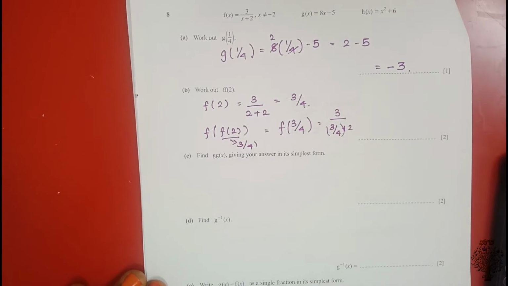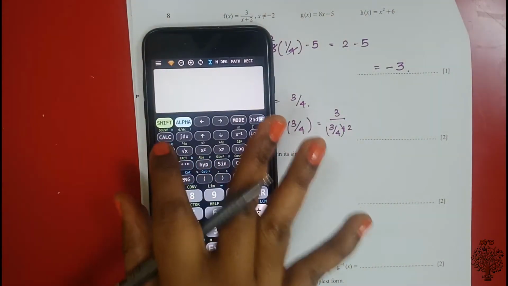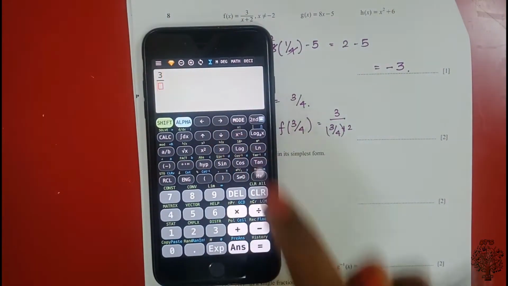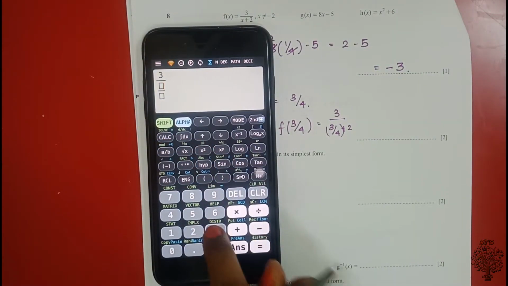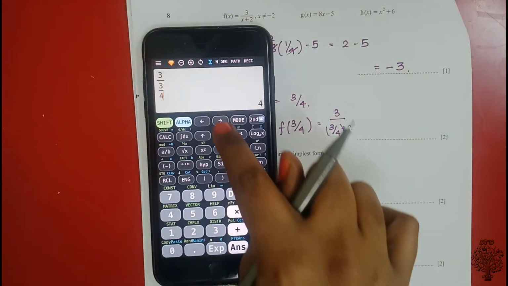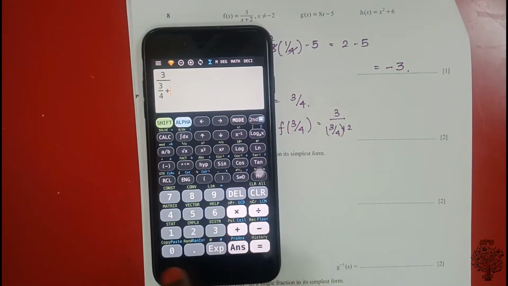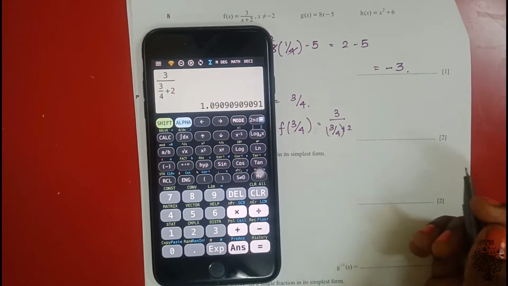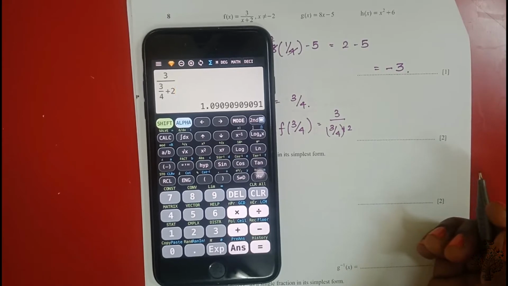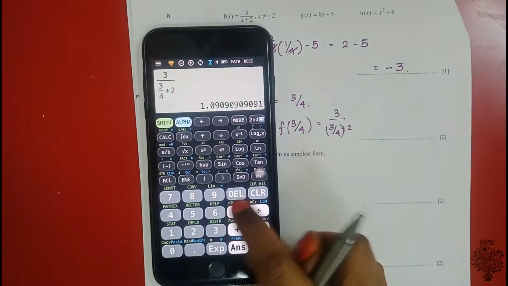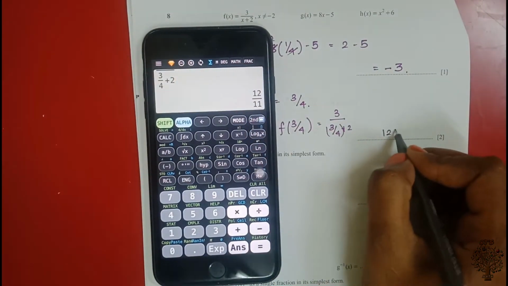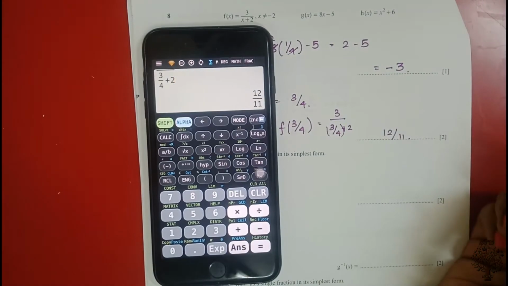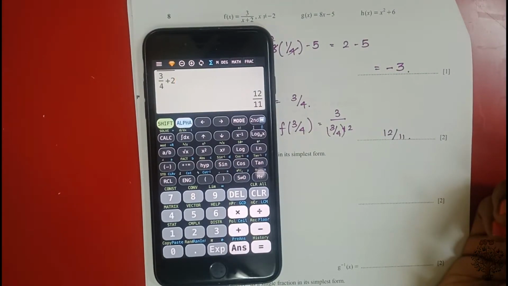Okay, so we can take our calculator. Fraction 3 divided by, another fraction 3 by 4, and that will have an addition of 2. So we are getting here 1.09. In terms of fraction it is 12 divided by 11. Okay, we have 12 divided by 11.